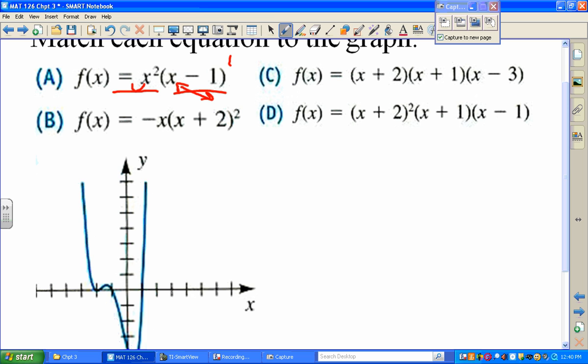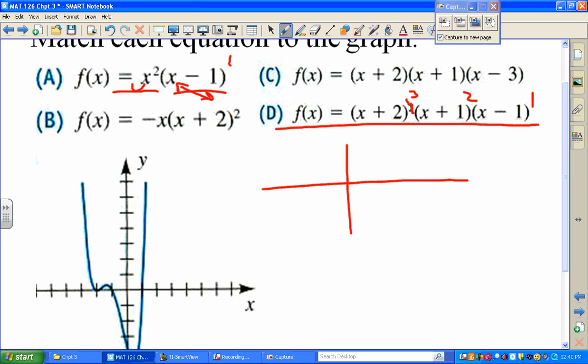This isn't on here, but what would happen if you had not a 2, but a 3 on the x plus 2? Let's say I want to draw this graph. I'll put a 2 there, and I'll put a 1 there. I want to draw my own graph. What would the graph look like at -2? It wouldn't be a linear crossing of the axis. It'd be more like a snake going through the x-axis.